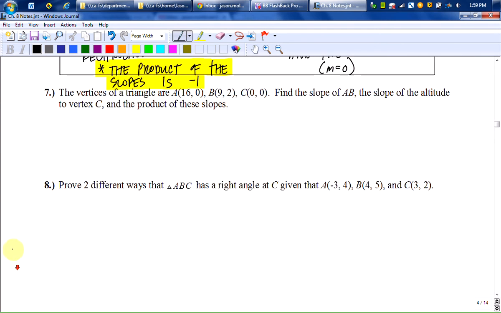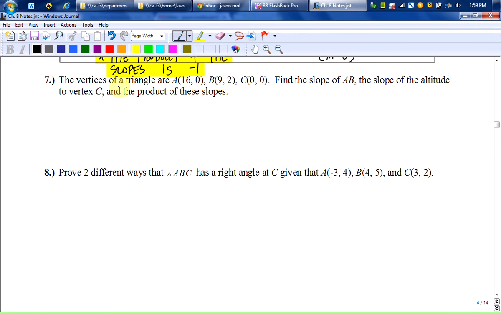Okay, so let's look at some practice problems, and now we're going to be focusing on the geometry side of all of this, and hopefully not going back to some of that basic algebra stuff. Here we have a triangle. We want to find the slope of AB for some reason, maybe just because that's fun. And then they also want us to find the slope of the altitude to vertex C, and also the product of these slopes. Okay, so maybe what I'll call the first part, part A, we'll find the slope of segment AB.